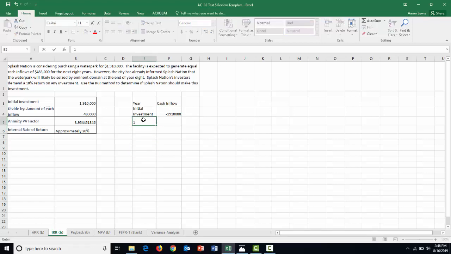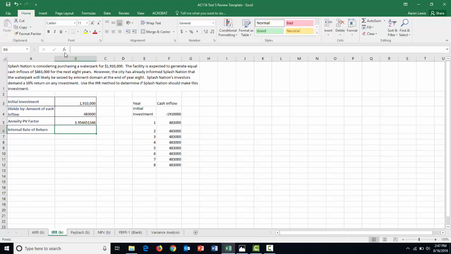Afterwards, we're going to have 8 years worth of investment, so we can have year 1 and year 2. If you highlight both of them at once, grab the fill handle and drag down, it's going to fill in the series and get us to 8 years. We have equal cash inflows each year of $483,000. So we can click on that cell again, grab the fill handle, and fill it down. We have all of the information that we need to figure out our internal rate of return.